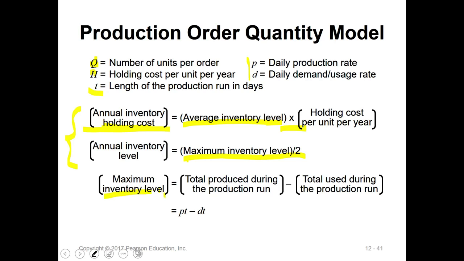But how do we calculate the maximum inventory level? We need to consider the usage. When you consider usage, it is the total production, or total parts you produced, minus the parts used. So it is produced minus used. T is the same time period, because P and D are both defined as rates, the production rate and the usage rate. If you subtract the usage from the total produced, of course, what's left over is inventory. So PT minus DT together is the maximum inventory level.